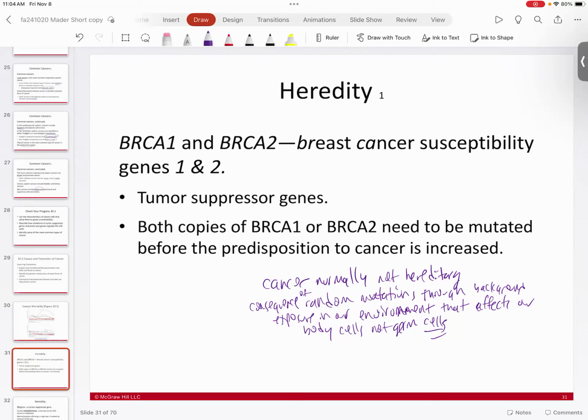That is to say that when you die of cancer, your cancer dies with you, unless you're carrying a mutation in one of these cancer genes. And that's kind of where we get to heredity. So this is a small fraction of cancer cases, but the one that concerns us the most.